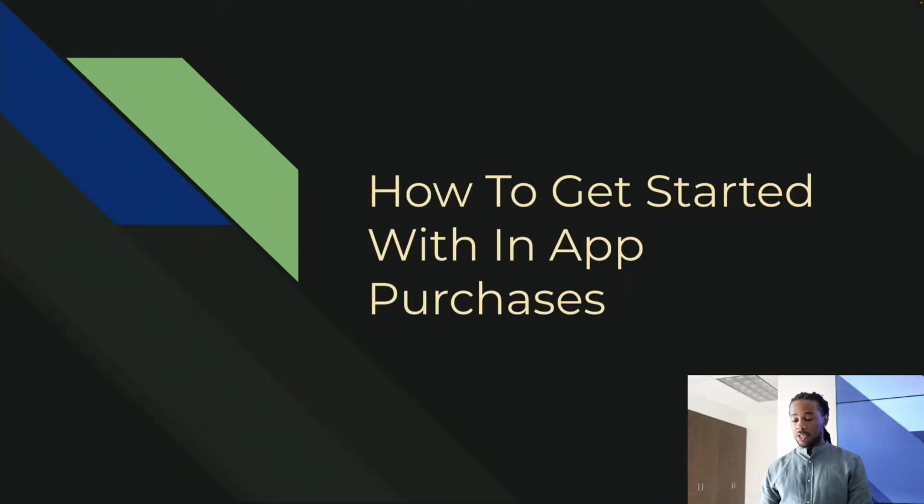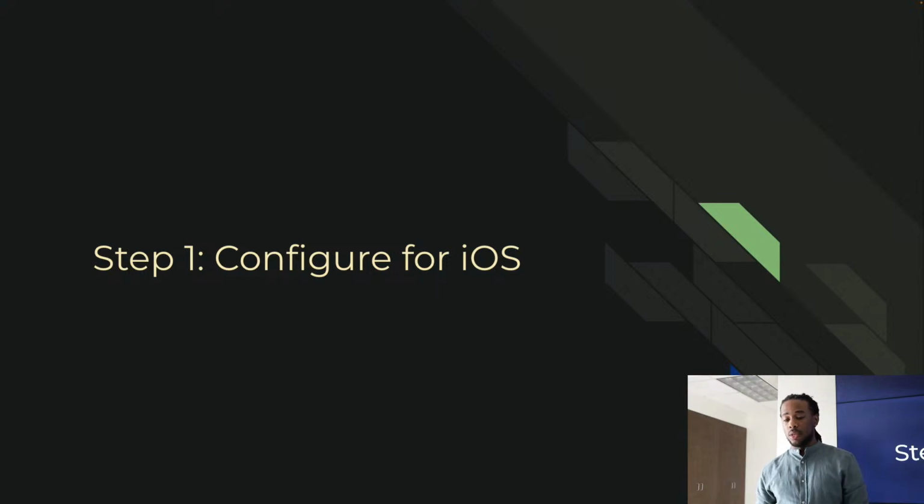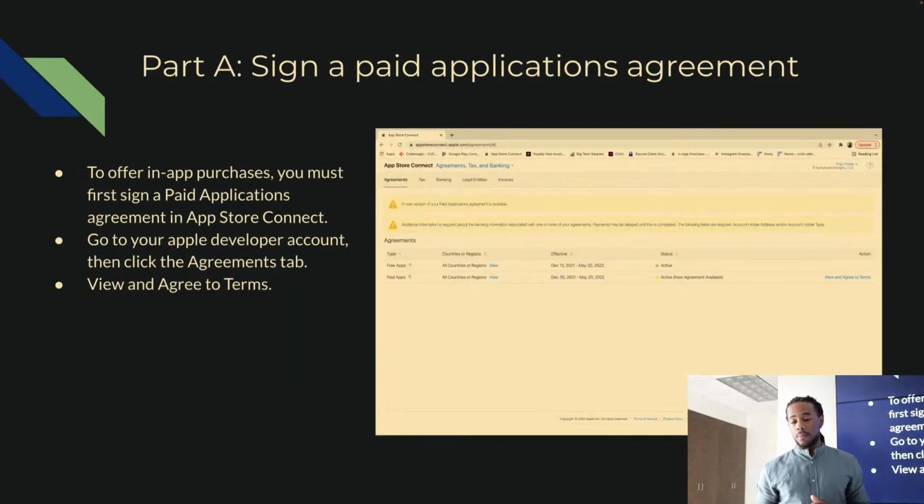All right, how to get started with in-app purchases. The first thing you need to do is configure it for iOS and Android, but we'll configure for iOS first. With in-app purchases, you have to create the purchase inside of your App Store Connect, and the purchase is essentially a product that the user will buy.